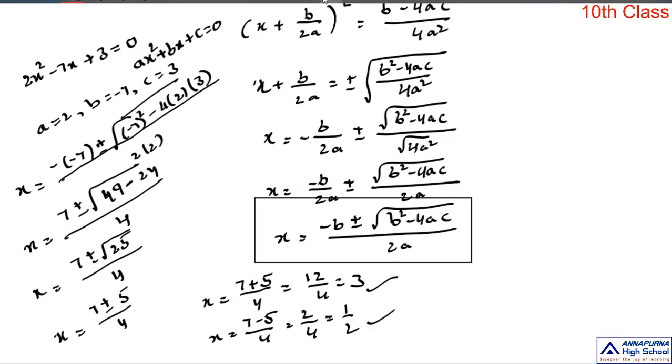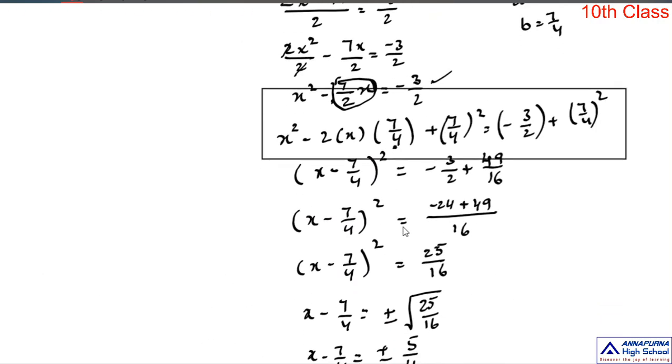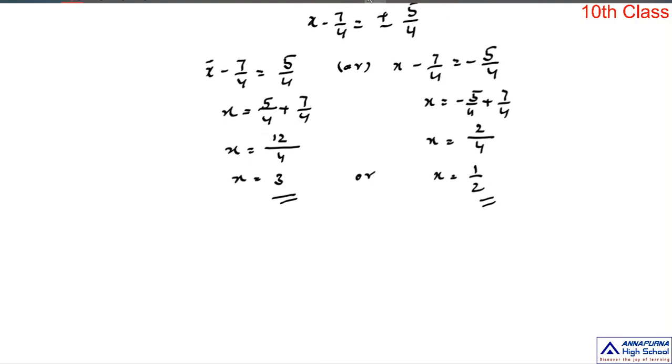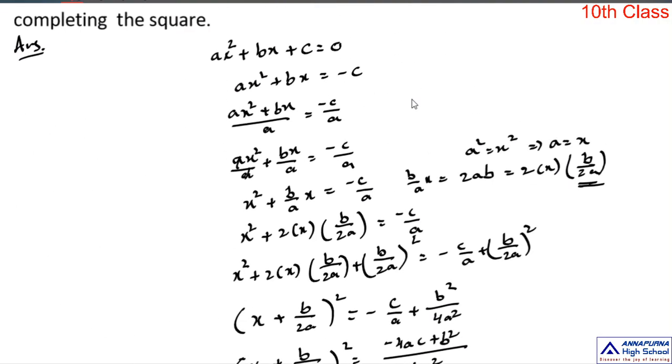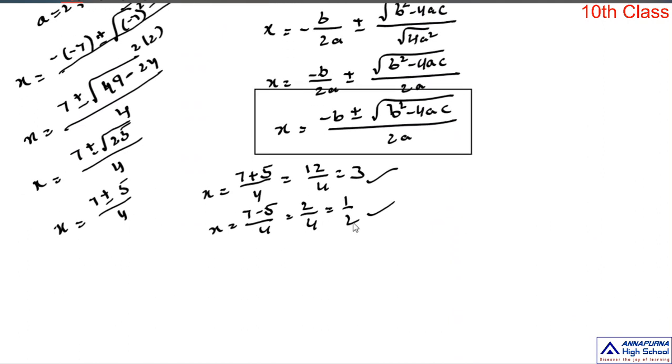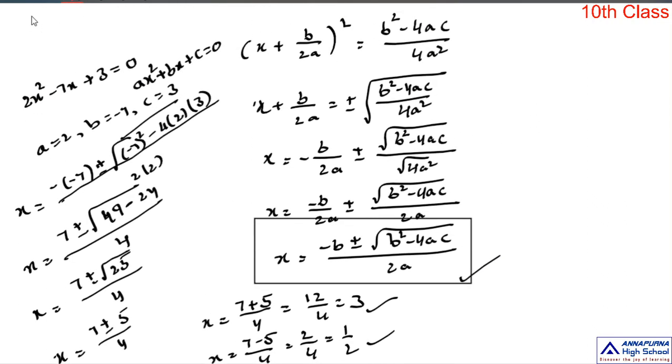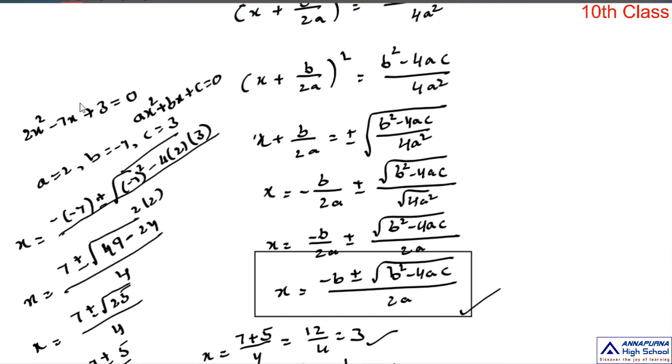So we get the same solutions, 3 and 1 by 2. So in case you remember this formula, x is equal to minus b plus or minus root of b square minus 4ac by 2a, then we can solve any type of quadratic equation by using this formula. Okay, and this quadratic equation can also be solved by the factorization method.